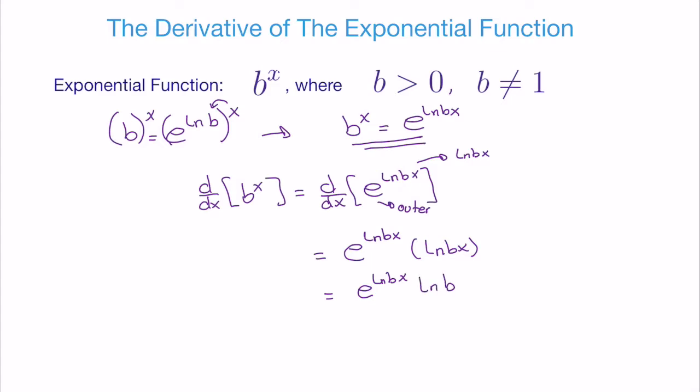You understand why? Yep, ln b is a number. So ln b times x is something like 3x, whose derivative is just a number. So the derivative of ln b x is just a number, ln b. And we're almost done because e to the ln b x is just b to the x as we did before. So we replace it. We get b to the x ln b. So the derivative of the exponential function b to the x is just b to the x times ln b.